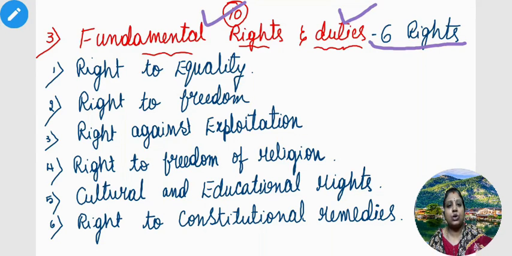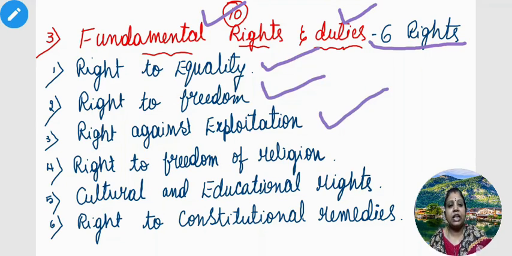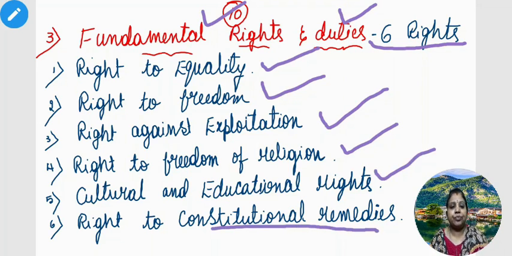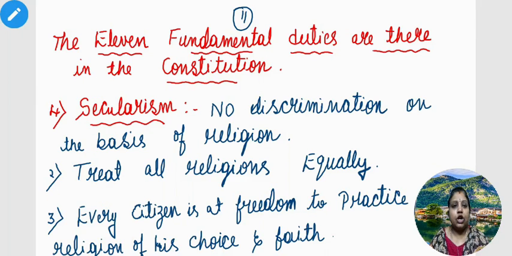They are as follows: right to equality, right to freedom, right against exploitation, right to freedom of religion, cultural and educational rights, and right to constitutional remedies. These are the 6 fundamental rights we follow in our Constitution. There are also 11 fundamental duties in our Constitution.